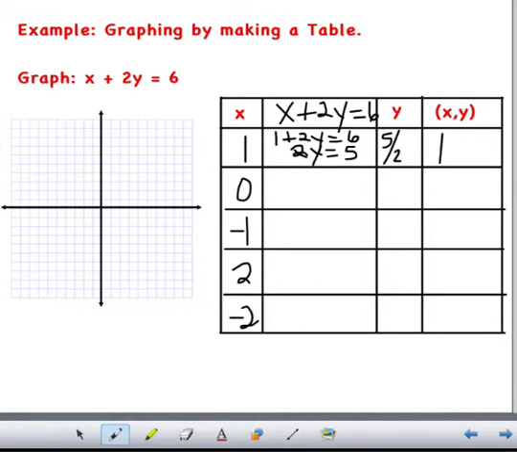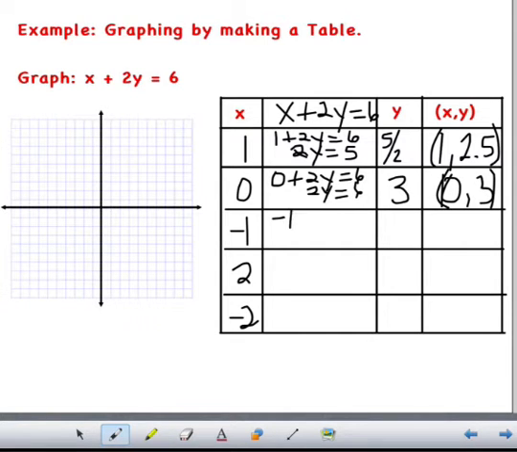So my ordered pair is just going to be 1, and it's hard for me to think 5 over 2. So that's really what, 2.5. So it's just going to be (1, 2.5). Plug in my 0. 0 plus 2y equals 6. So 2y is equal to 6. So y is going to equal 3. So my ordered pair is (0, 3).